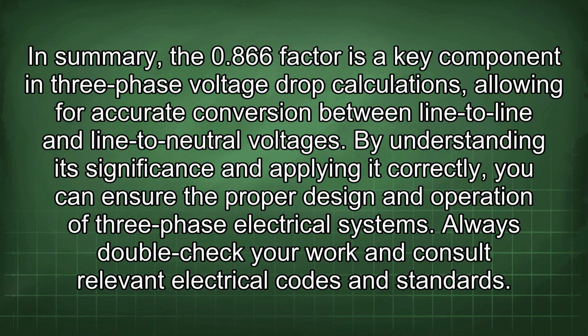In summary, the 0.866 factor is a key component in three-phase voltage drop calculations, allowing for accurate conversion between line-to-line and line-to-neutral voltages. By understanding its significance and applying it correctly, you can ensure the proper design and operation of three-phase electrical systems. Always double-check your work and consult relevant electrical codes and standards.